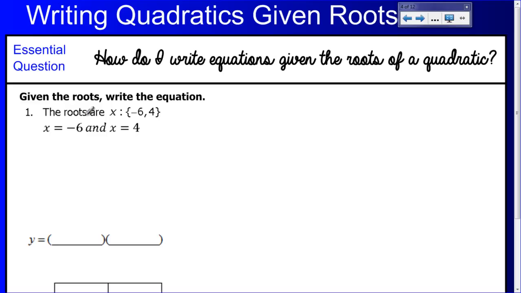So number one here gives you the roots, and this is how the notation looks. It just means that the roots are x is -6 and x is 4. I just write them together in a set like that so that I have them both. So this is what it tells me.